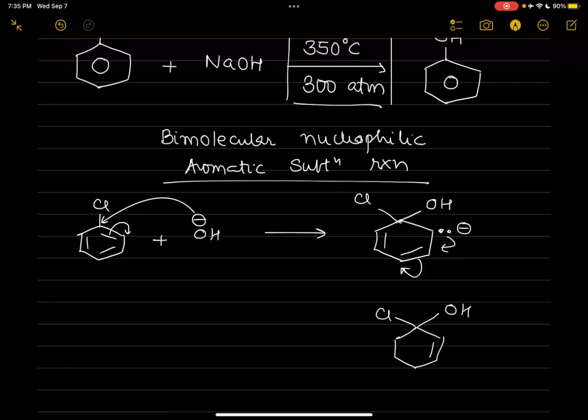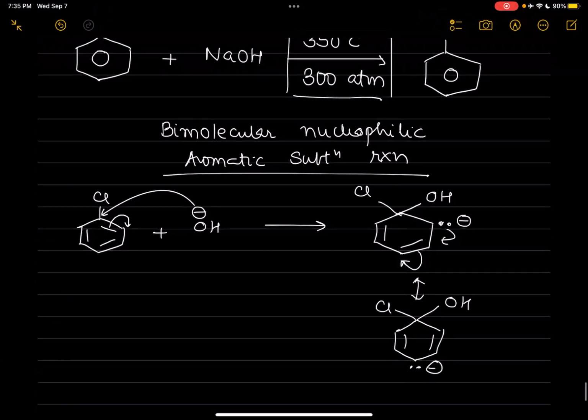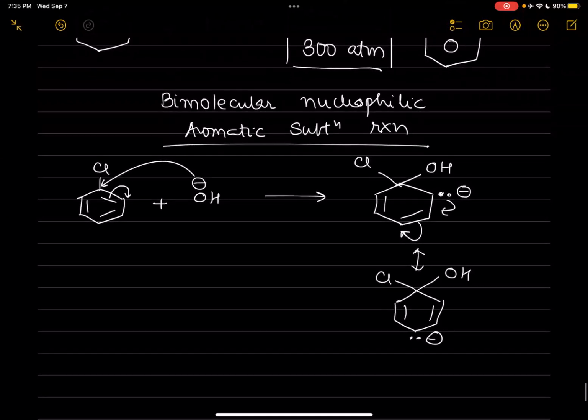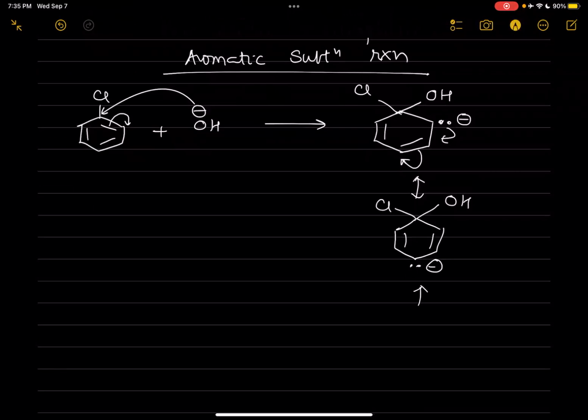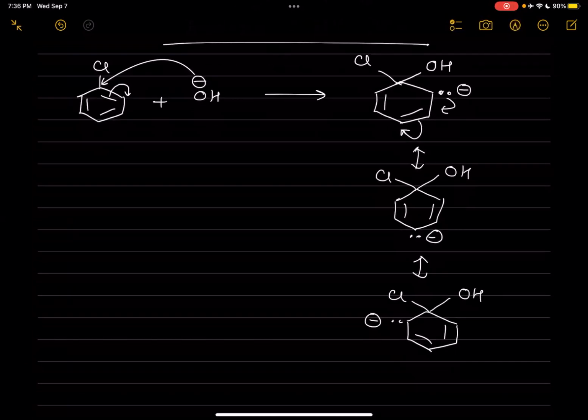But sir, how can we find that this substance is an intermediate? Now there are certain experimental techniques which let us know the charge and the structure, but you don't have to worry about that. There is a technique called NMR, nuclear magnetic resonance. Spectroscopy techniques are there, and those techniques let you know what the intermediate is.